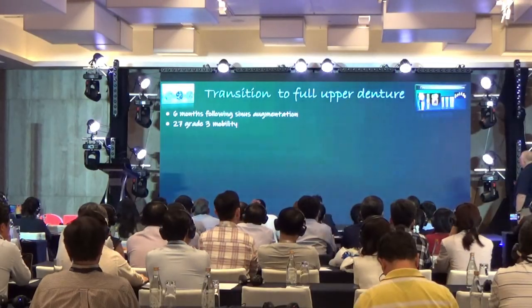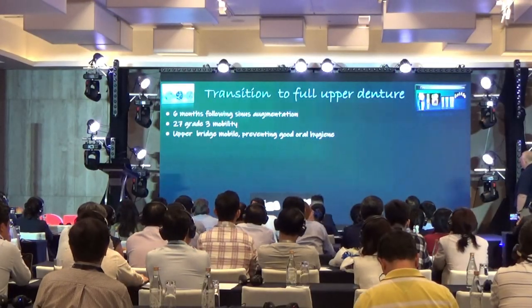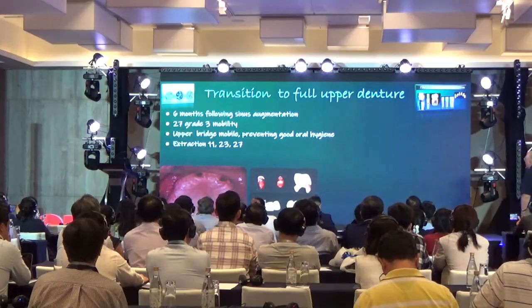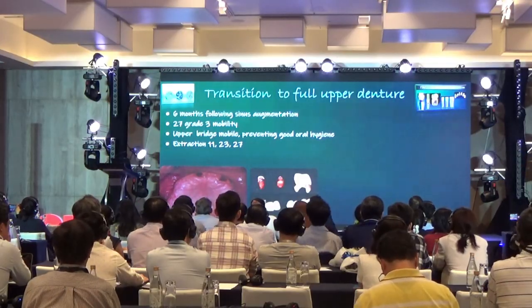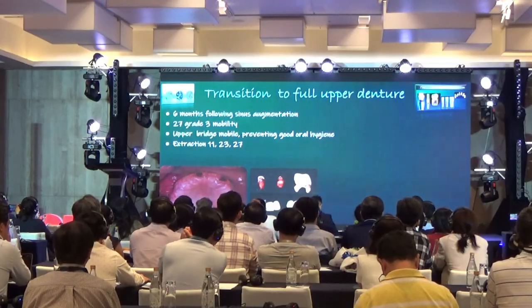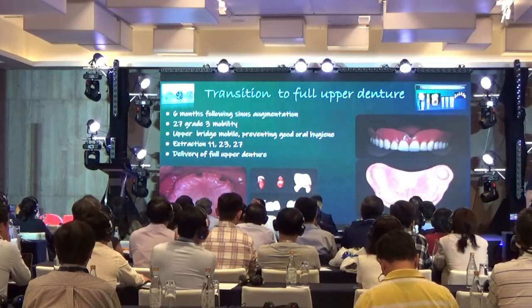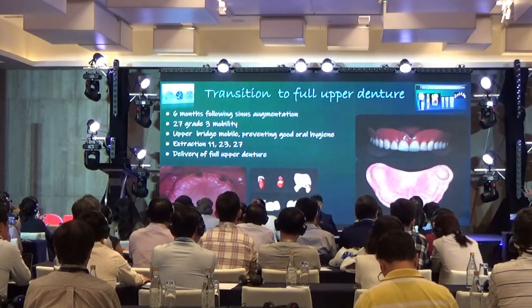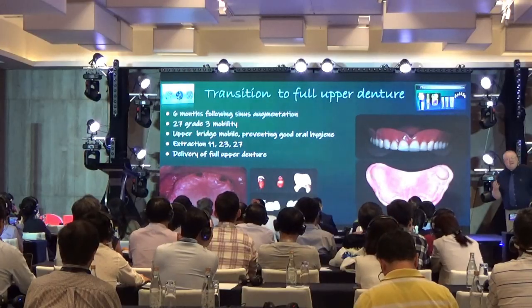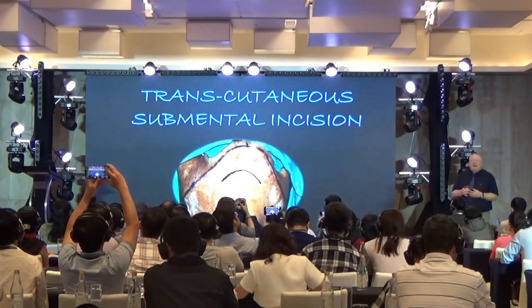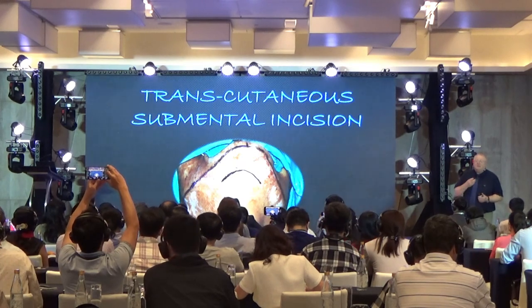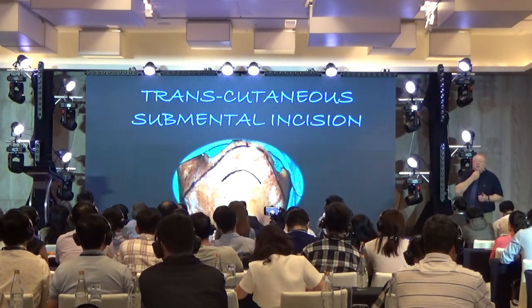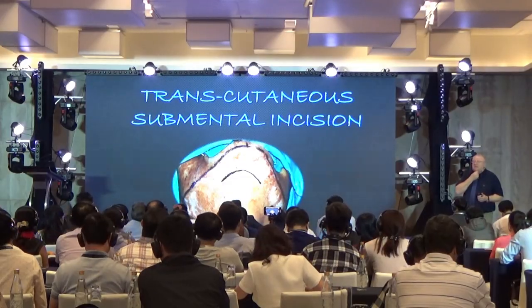So, unfortunately, we had too much mobility of those teeth, so we had to remove them, and we had to go to full upper denture. So again, what happens is that we have too much skin in the submental area.